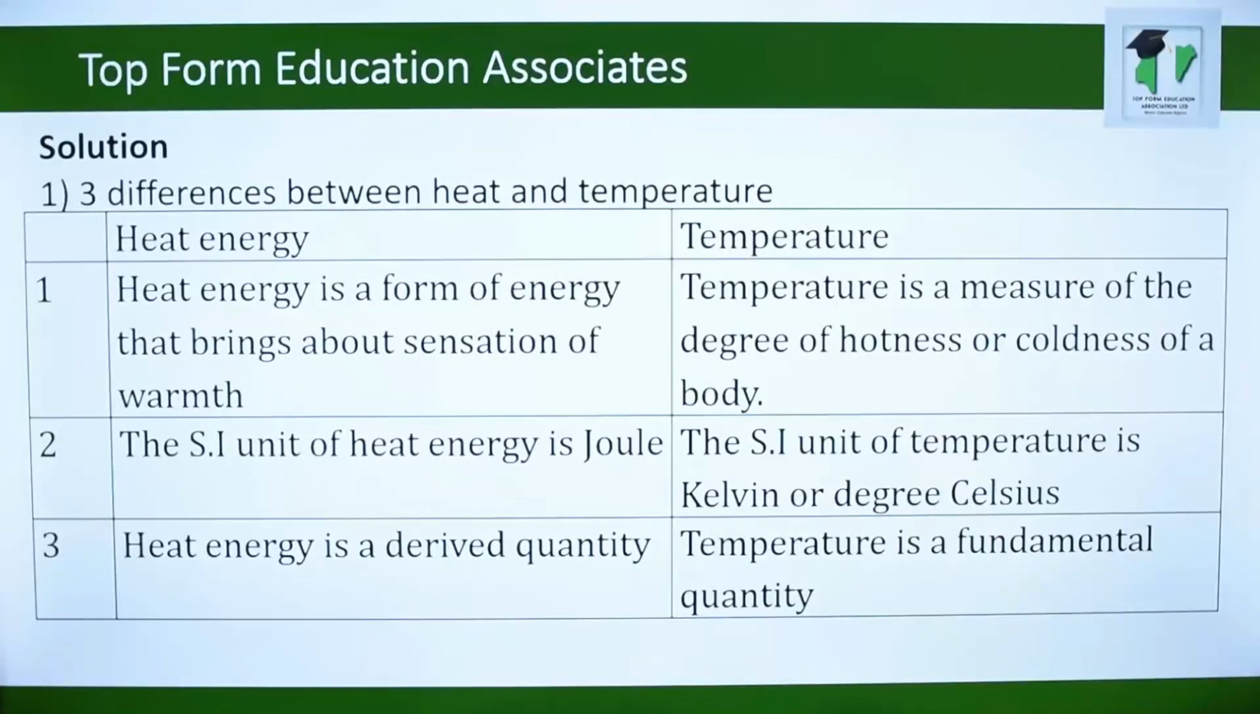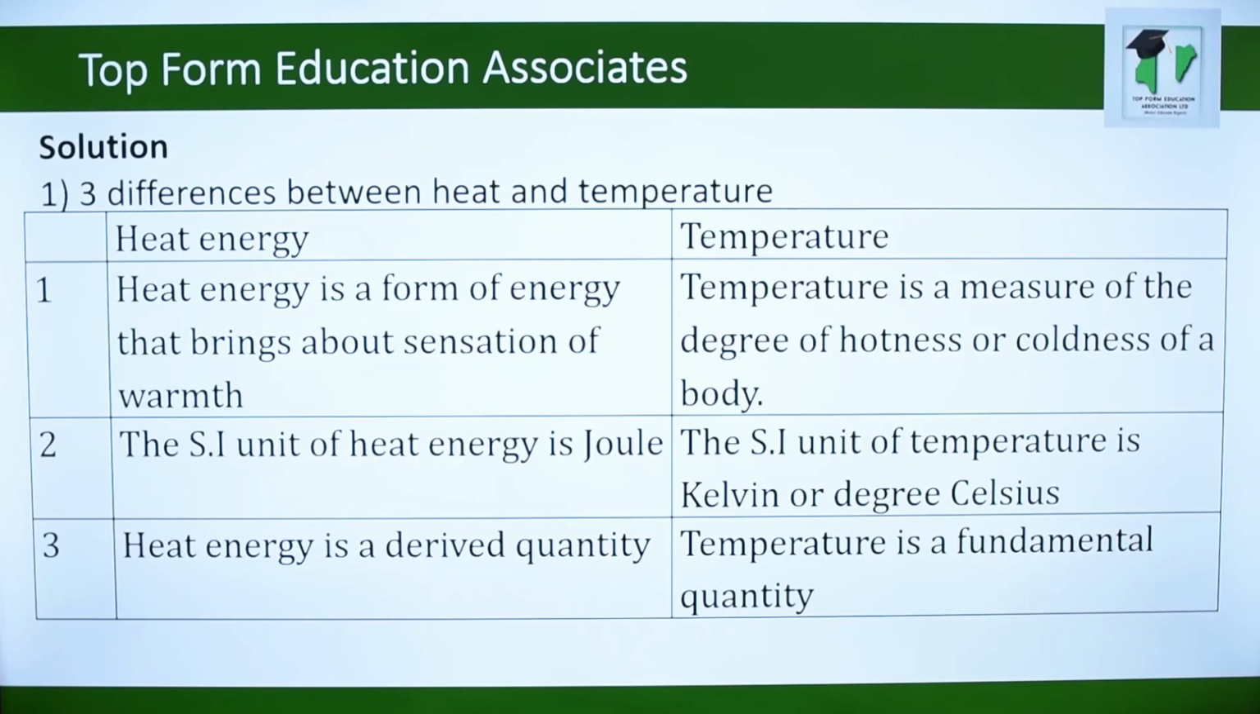Now I want to look at the answers to these questions. I hope you are following. Number 1, you have to list 3 differences between heat and temperature. So number 1 will have, in tabular form, first column heat energy, second column temperature. The first one is heat energy is a form of energy that brings about the sensation of warmth, the feeling of warmth.